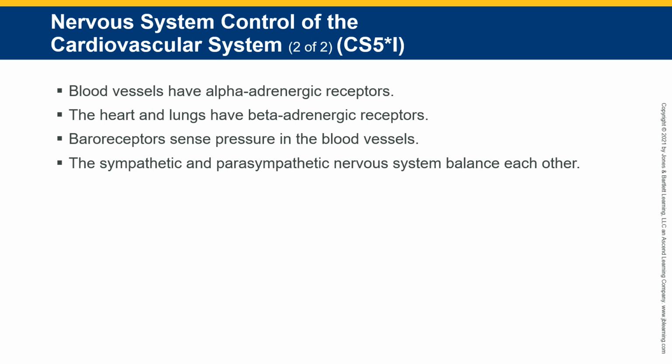Some other things that control the cardiovascular system are baroreceptors, which sense pressure. Think like baro, like barometer. Same base word there, same prefix. And your sympathetic, your fight or flight, and your parasympathetic, your rest and digest nervous system, balance each other out. If you get into a fight or flight scenario, it starts to wean off and the parasympathetic nervous system starts to jump in and cancel that.